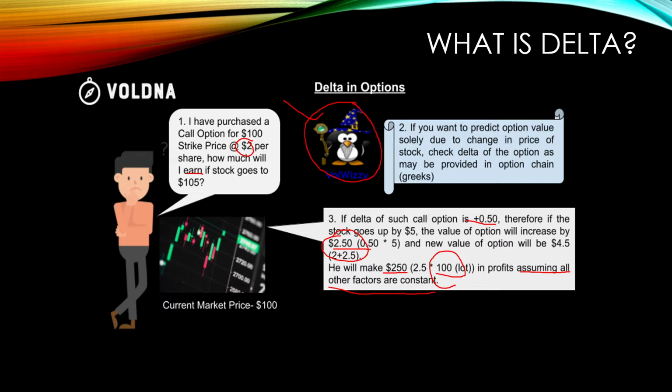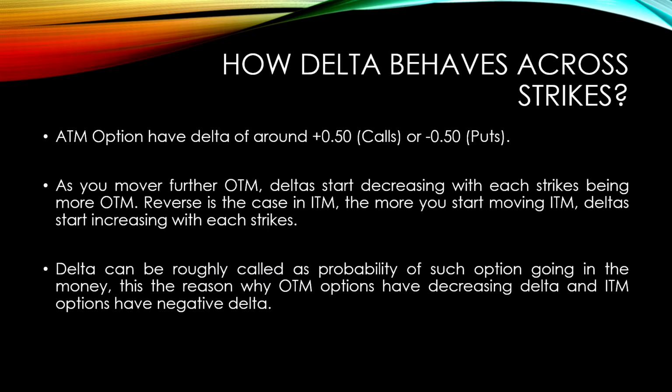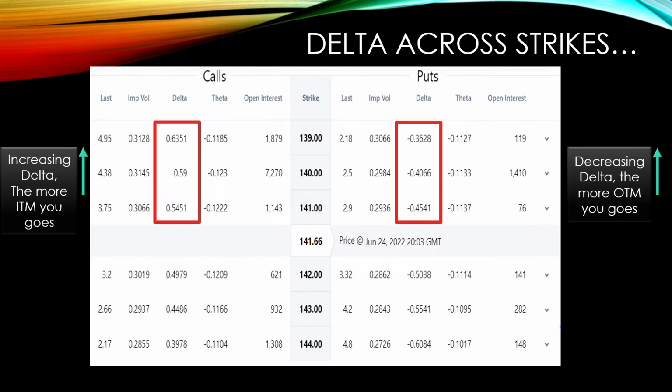Now let's move on to the next. The important part: how does the delta behave across strike prices? If you look at the option chain, this is just an option chain of Apple, I guess. Yeah, it is Apple. It was trading around $140 when I just cropped it. This is an option chain. All of you might have looked at option chains hundreds of times. The options are put into different strike prices in vertical order, with their open interest, last price, implied volatility, delta, beta. So all of you must have looked at the option chain.